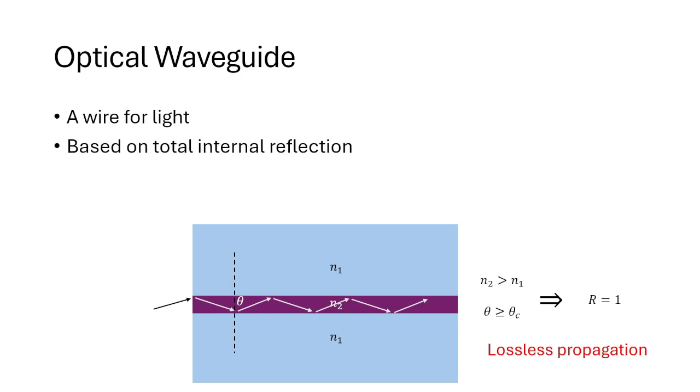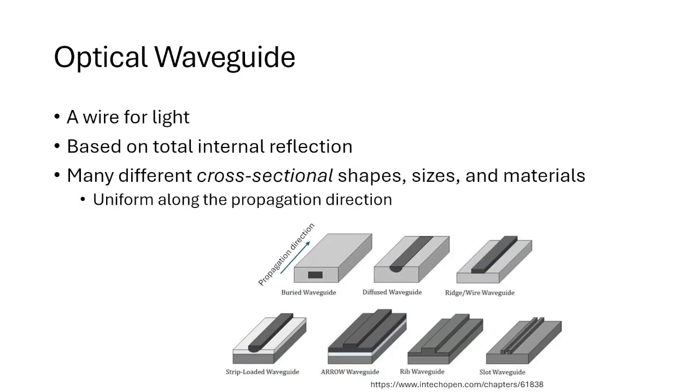And waveguides can have many different cross-sectional shapes, sizes, and materials, depending on what you want to use them for. I won't go into detail here, but here are some pictures of different waveguide shapes. In my experience, I've usually just worked with buried waveguides and rib waveguides, but these other shapes, you'll see them in the wild. But what's important with these waveguides is that in the propagation direction, so that's into the screen here, the waveguides look uniform.